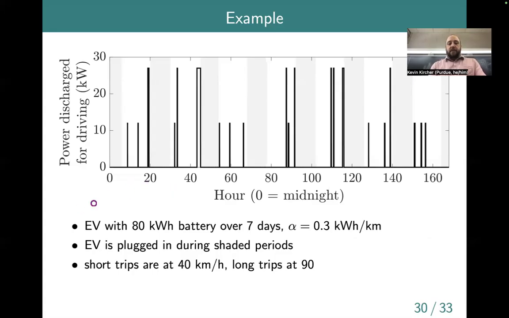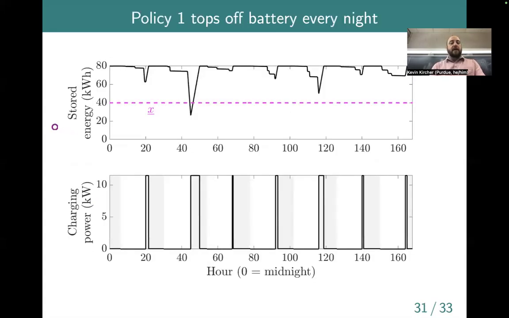Okay, so that is the input data. These are the car trips that are driven over the course of a week. And this is what the first policy looks like. So again, on the x-axis, we have the same thing, time in units of hours that runs for the 1 week time span. On the top plot here, we have the stored energy in the battery, so basically the state of the battery. And you can see that basically each time we drive, there's a dip down in the stored energy.